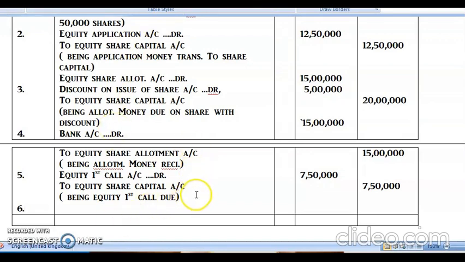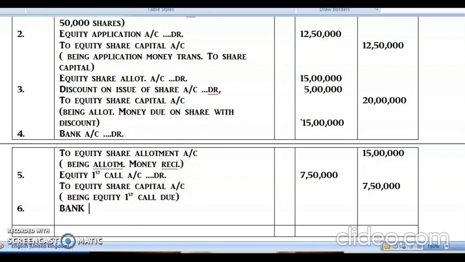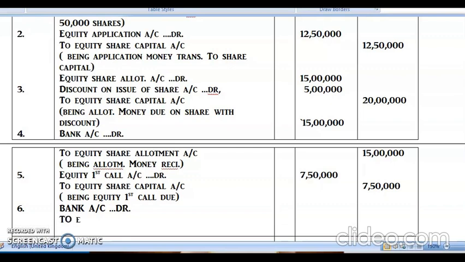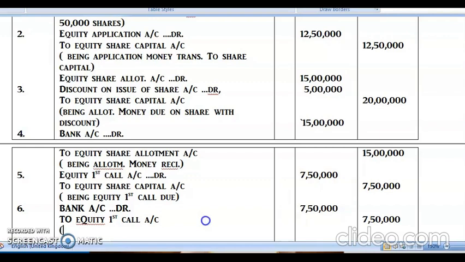Next entry will be first call money received. After this, you are going to receive the first call. So you have to write the journal entry like bank account debit to equity first call account, and the amount is obviously whatever is due, that much will be received. Okay. So again 7,50,000. Here also on the credit side, it's 7,50,000. For narration, you have to write being first call money received.